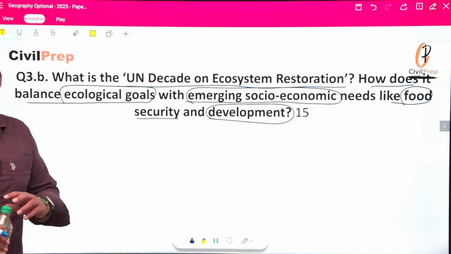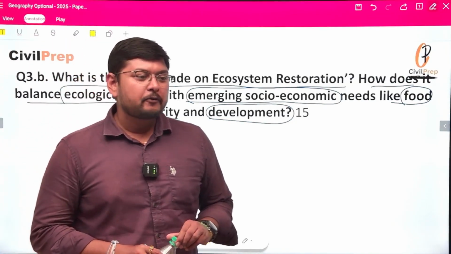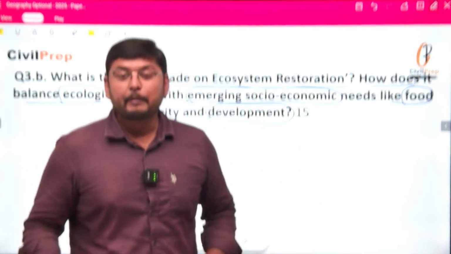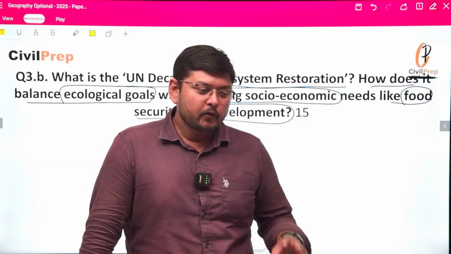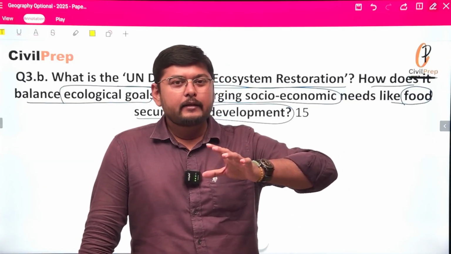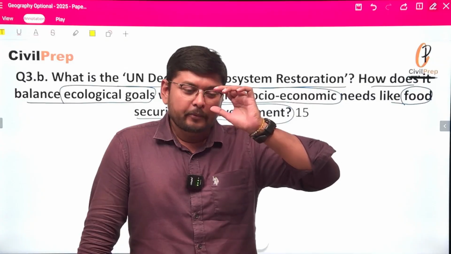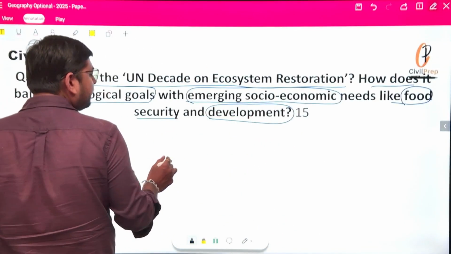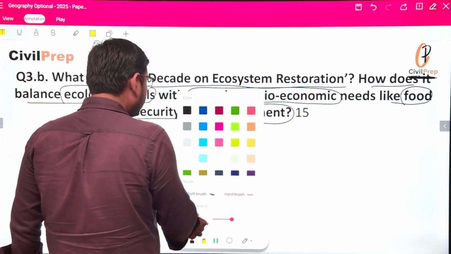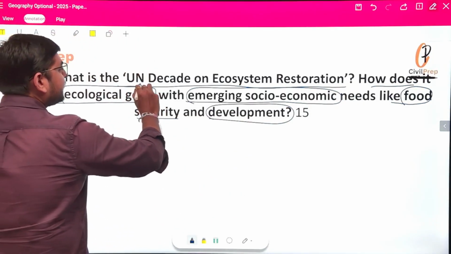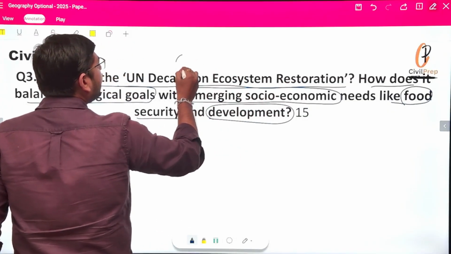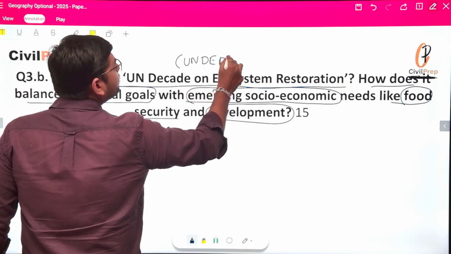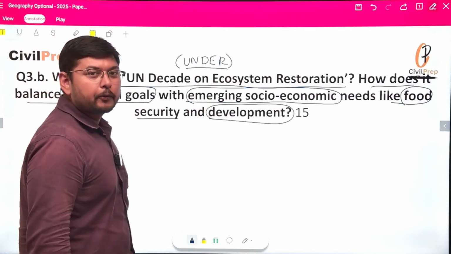So this is one of the questions which we need to answer from the perspective of sustainable development, the balancing of economic development and environmental conservation. Looking at this question, we can very simply identify the areas where we need to work. This UN Decade on Ecosystem Restoration, I am writing it as UNDER. Okay, I am referring to it as UNDER.